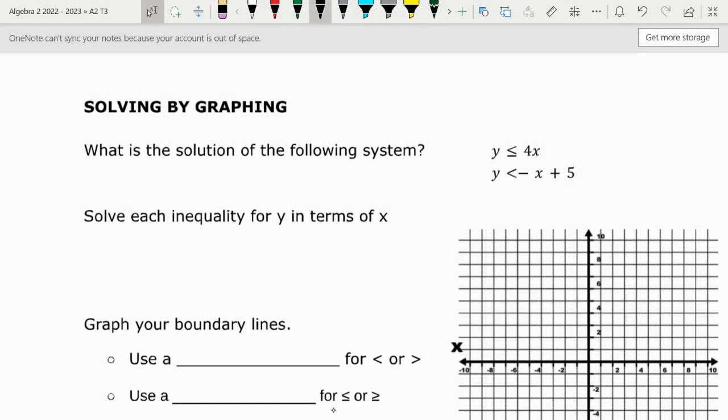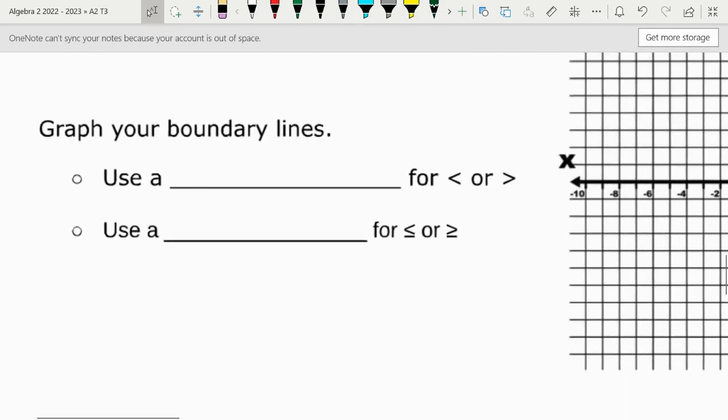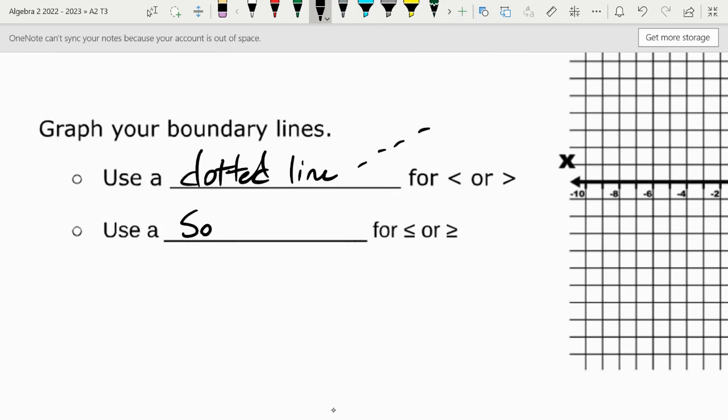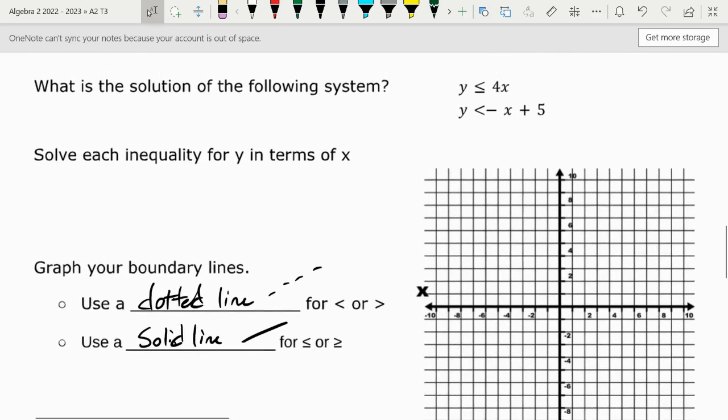Okay, so to solve a system of inequalities, in general, you're going to use the following rules. For your boundary lines, you're going to use a dotted line for less than or greater than, and you're going to use a solid line for greater than or equal to or less than or equal to. You'll see what that means when we graph these on Desmos.